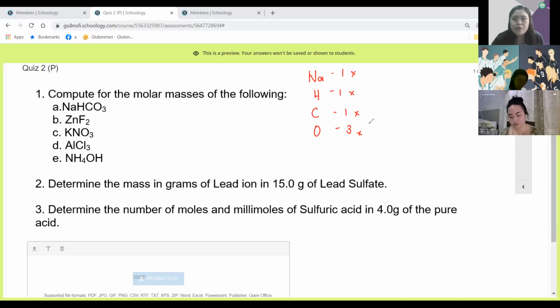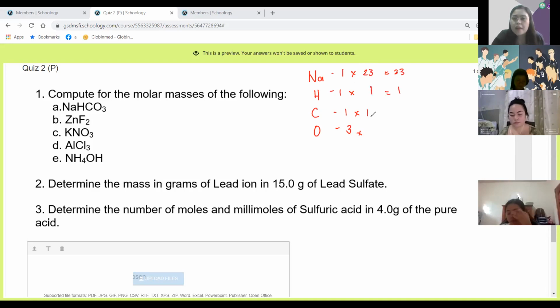And then you need your periodic table here for the atomic weights. My instruction was for you to round off the atomic weights to the nearest whole number. Again, whole number. So for sodium, this is 23. And then hydrogen, it's 1. Carbon is 12. And then oxygen is 16. So let me get my calculator. Then let's add everything. 48 plus 12 plus 1 plus 23. This is 84. Do not forget the unit.